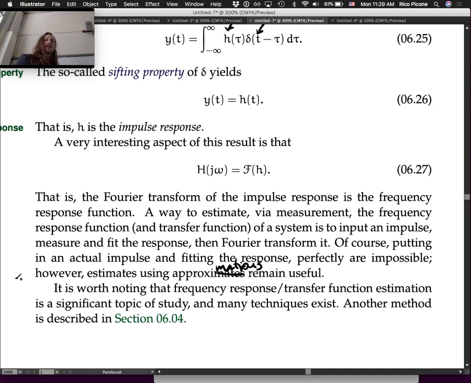It is worth noting that frequency response and transfer function estimation is a significant topic of study, and many techniques exist. Another method is described in the next lecture, too. So we're going to learn another way to do this in the next lecture. And when you guys are starting to think about, okay, when am I going to use the system dynamics stuff? When am I going to use the impulse response? Like, not that interesting, right?